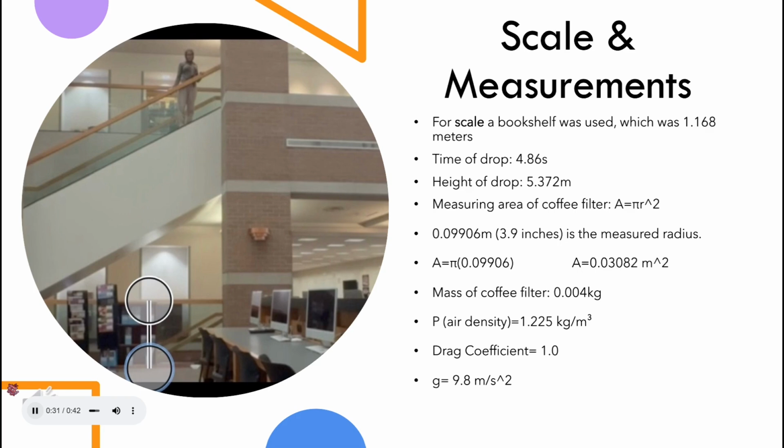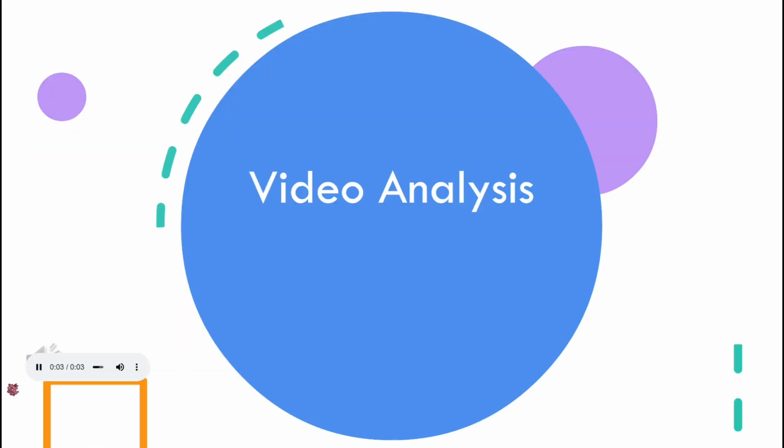Mass of coffee filter, 0.004 kilograms. Air density equals 1.225 kilograms per meter cubed. The drag coefficient equals 1.0, g equals 9.8 meters per second squared. Now onto the video analysis of how we conducted the experiment.